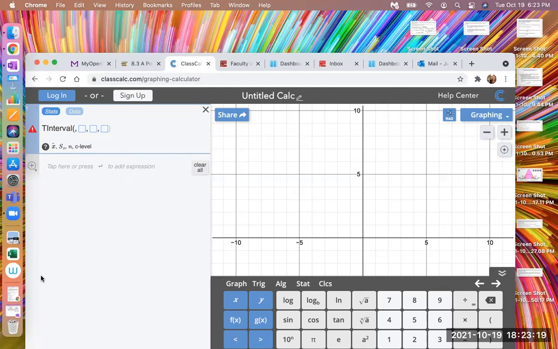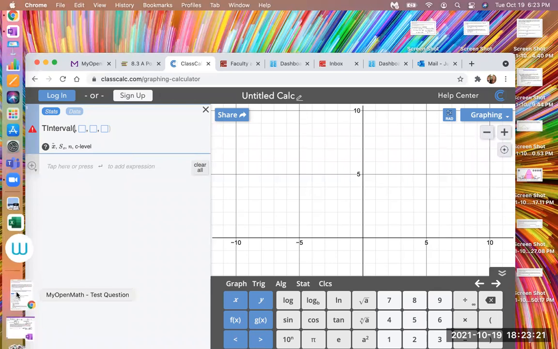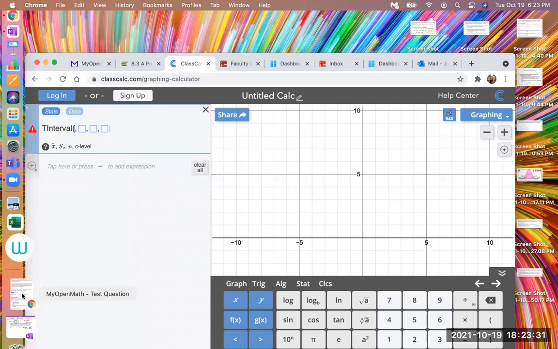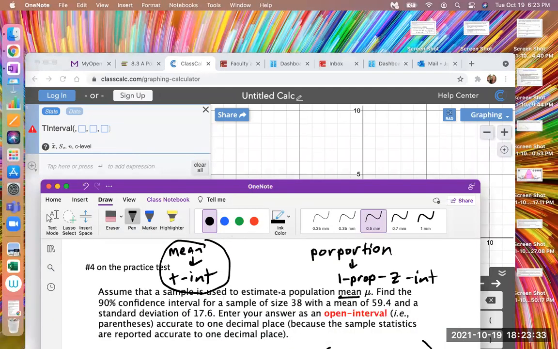Some calculators ask for the degrees of freedom, and that's n minus 1, the sample size minus 1. This calculator just asks for n, so it depends on each calculator. So for the sample mean, the problem says find the confidence interval for a sample of size 38. So that's n equals 38. The mean is 59.4. That's what I'm going to enter for this first one, because x bar is the mean of the sample.